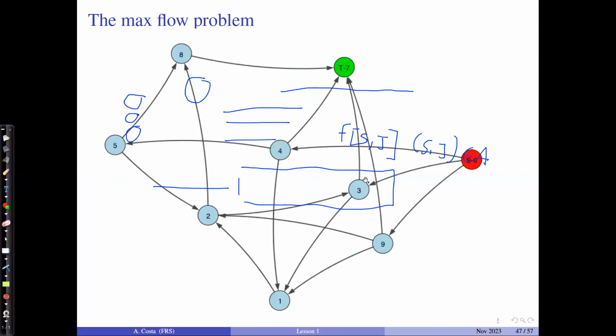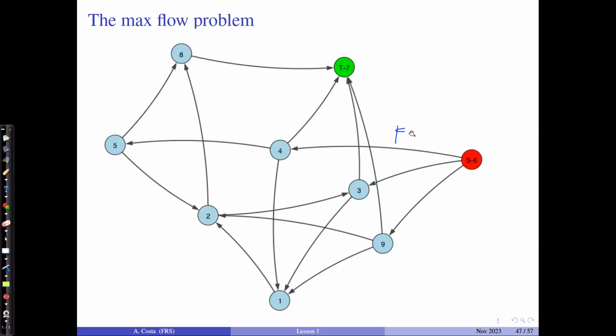What we are doing basically, we are saying if this is FS4, this is FS3, and this is FS9, the objective function is this plus this plus this. And we want to maximize that. Because this is the same as the flow that goes in. Okay? So the objective is to maximize that.